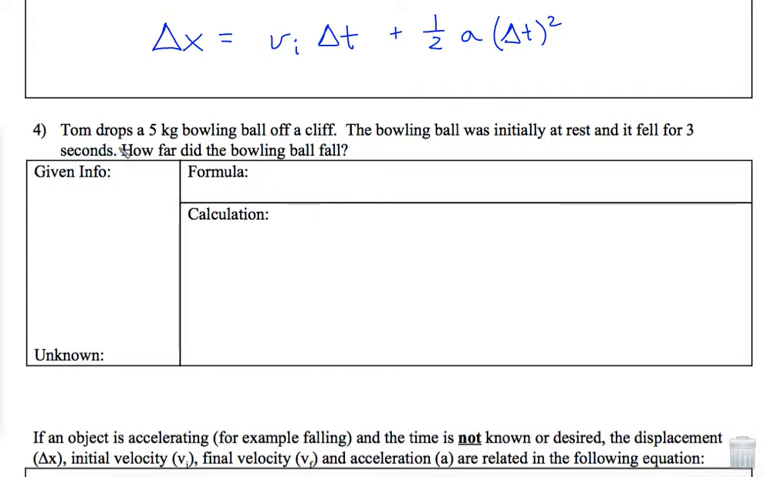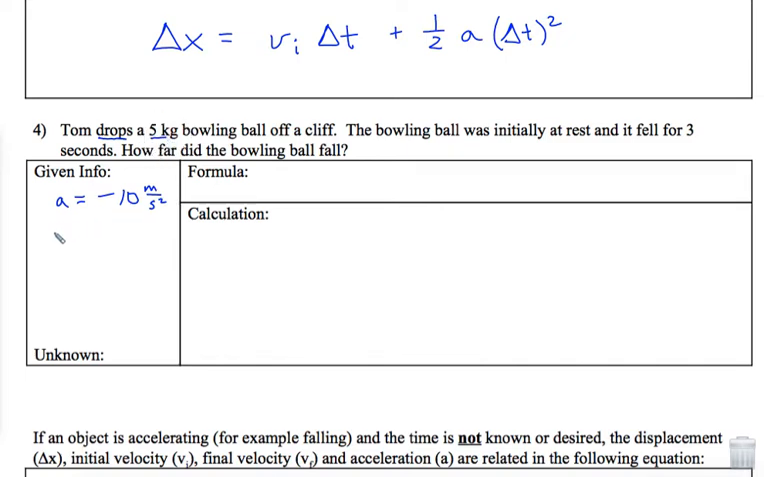It says Tom drops a 5 kilogram bowling ball off a cliff. The bowling ball was initially at rest and it fell for 3 seconds. How far did the bowling ball fall? Alright, so it looks like the same problem as before, except we're asking for something different. So Tom drops a 5 kilogram bowling ball. It drops, so we know the acceleration is negative 10 meters per second squared. Anything that's falling around Earth is going to have negative 10 meters per second squared as the acceleration.